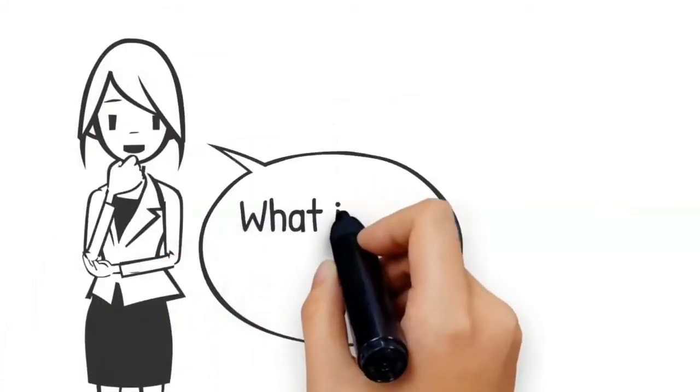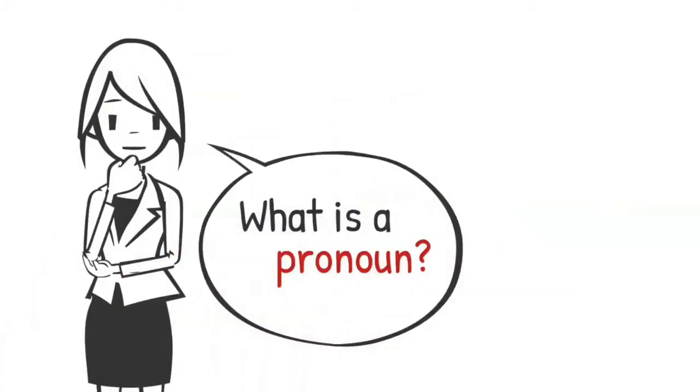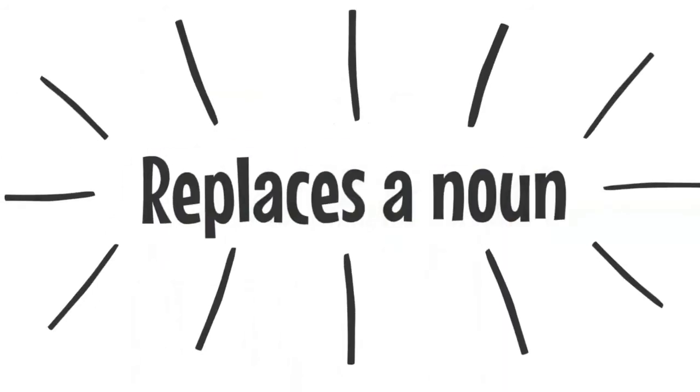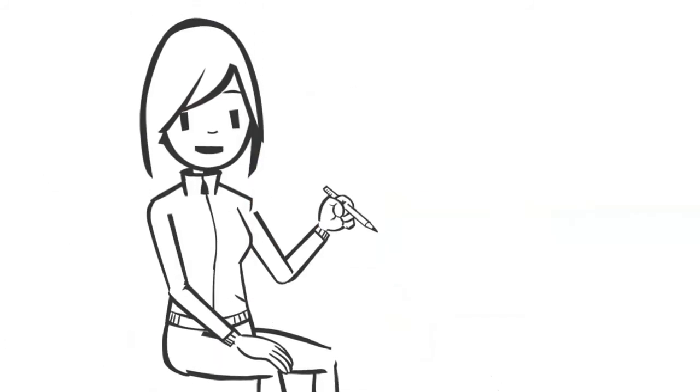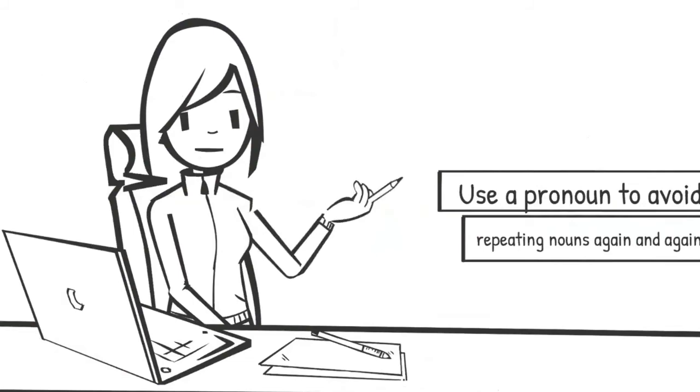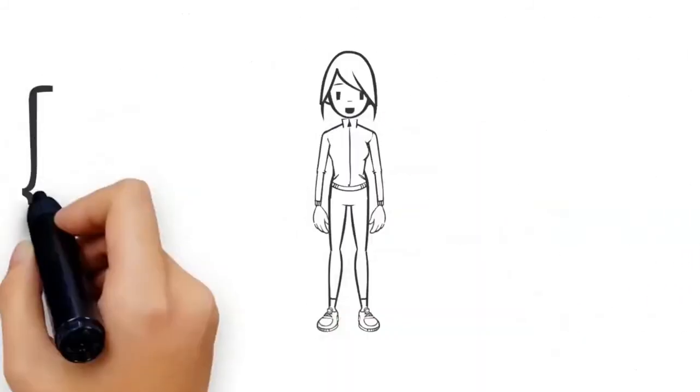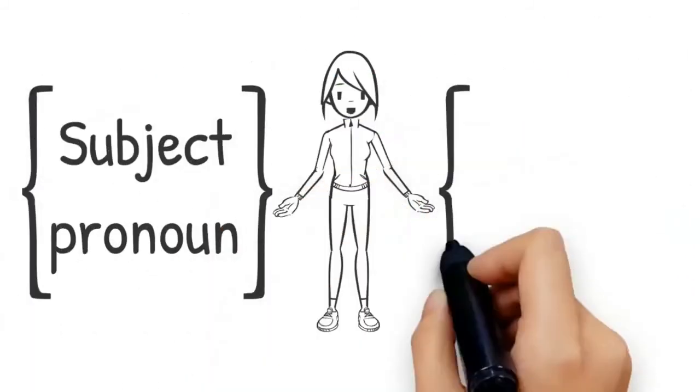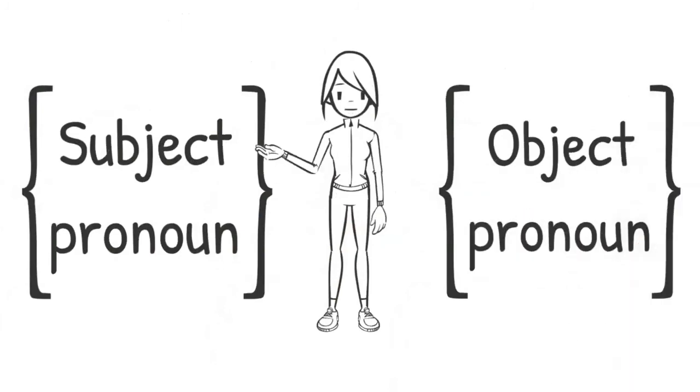Now you might be wondering, what is a pronoun? A pronoun is a word that replaces a noun in a sentence. We use a pronoun to avoid repeating the same nouns again and again. There are two types of pronouns we are going to mention in this video: the subject pronoun and object pronoun.